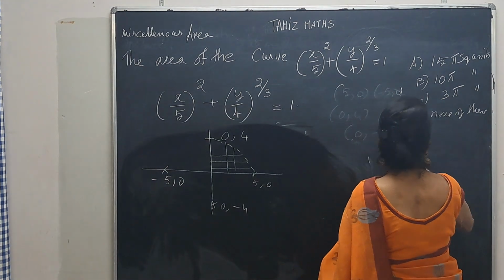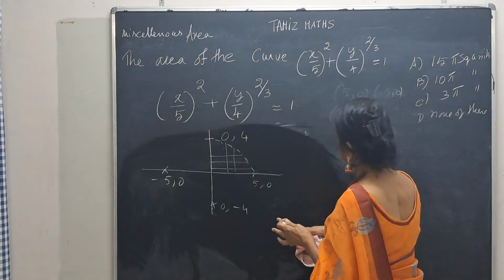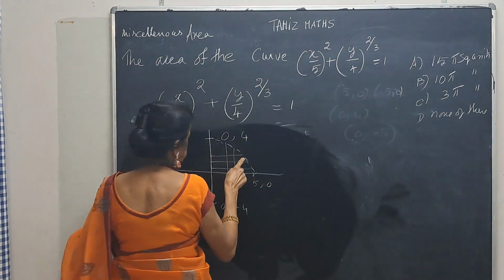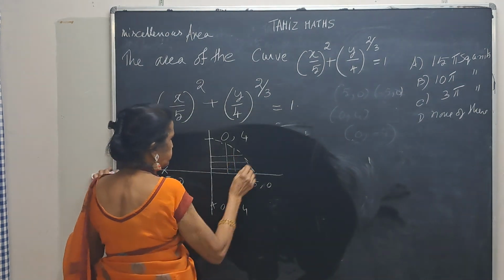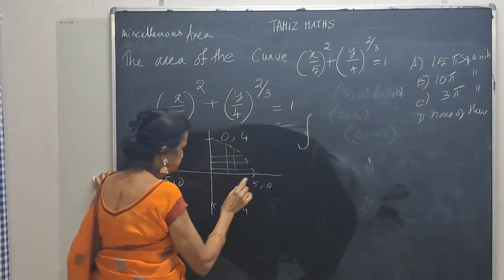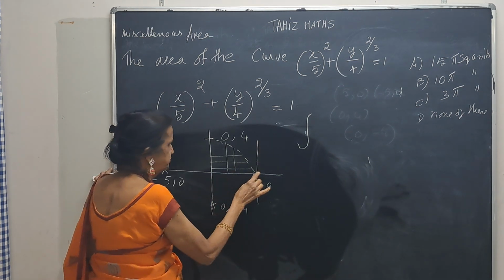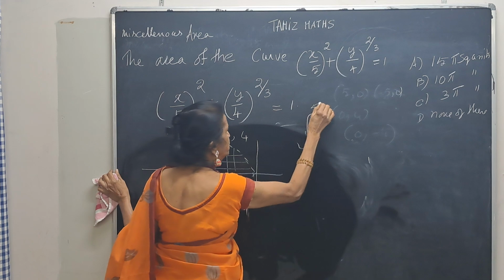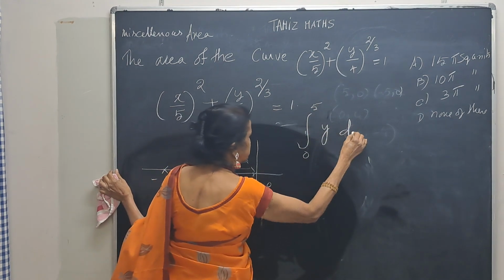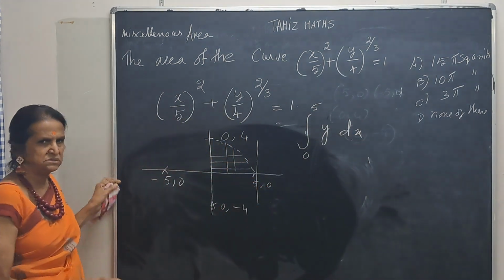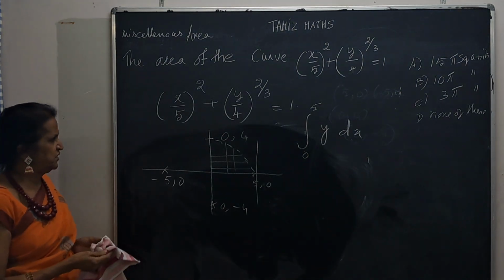Now let's see what the area is given by. The area is given by the integral from 0 to 5 of y dx.